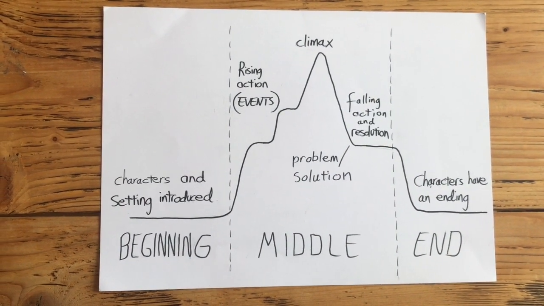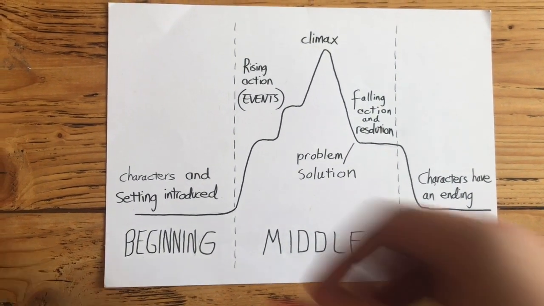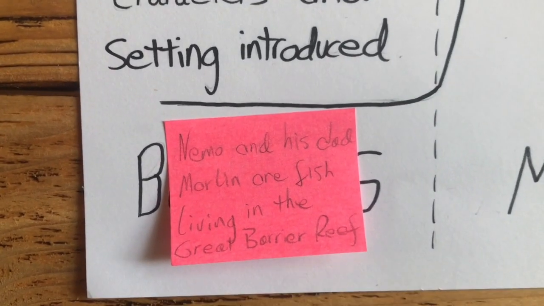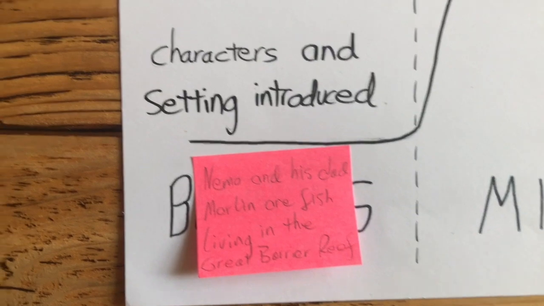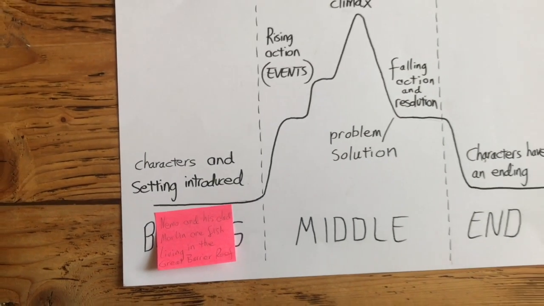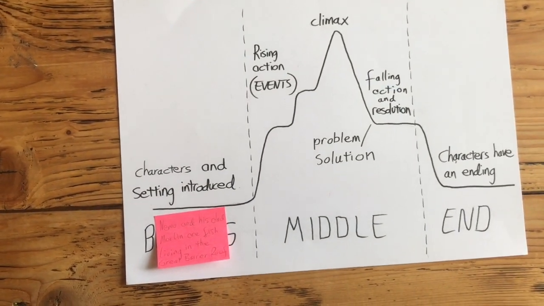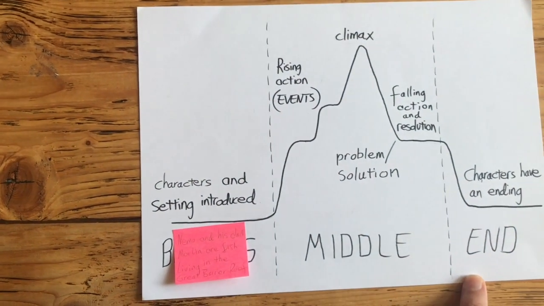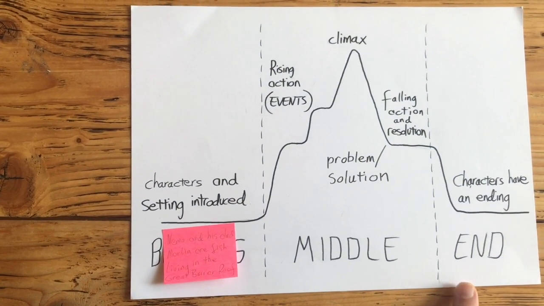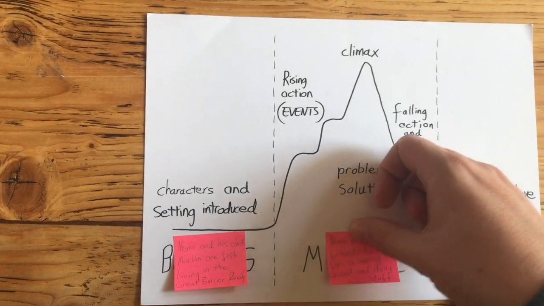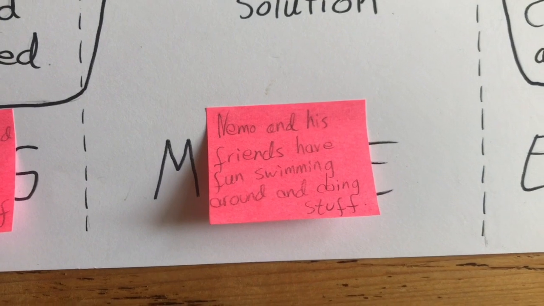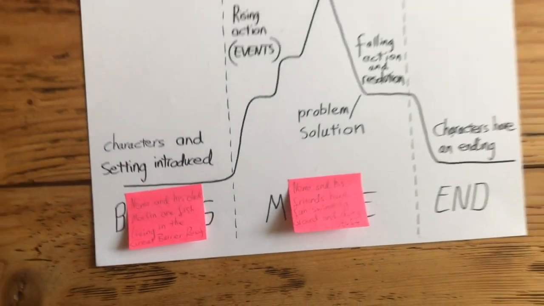Okay, so we've got the beginning. Nemo and his dad, Marlin, our fish, living in the Great Barrier Reef. You're introduced to your characters and your setting. But now we've taken out all of this cool stuff, the problem and solution. We're just going to have a very boring middle. So the middle is Nemo and his friends have fun swimming around and doing stuff.